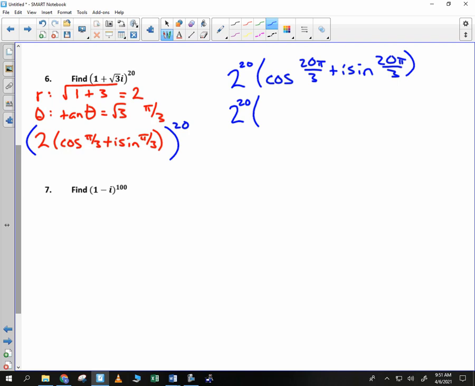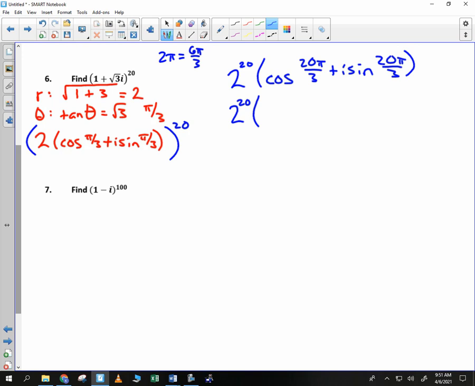Oh boy, 20 pi over 3, is that more than once around? Yeah. Definitely. So we're going to subtract off once around. Once around is how much? 360, or in radians it's 2 pi, right? Once around is 2 pi, otherwise known as 6 pi over 3. Everybody see why I chose 6 pi over 3? So subtract off 6 pi over 3, what do you get?